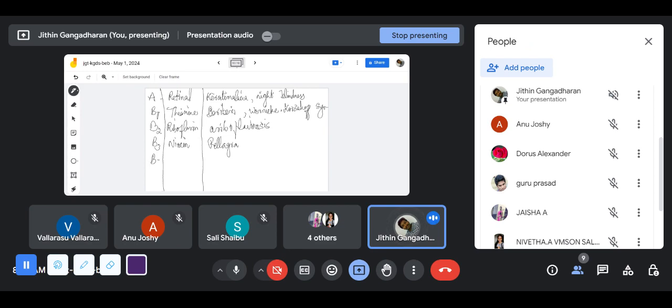Next, there is no B4. We have B5, pantothenic acid. The deficiency may cause paresthesia, numbness. The deficiency will lead to numbness.